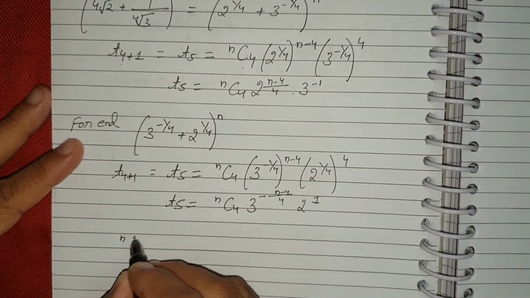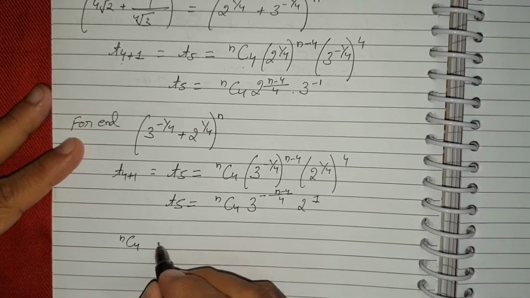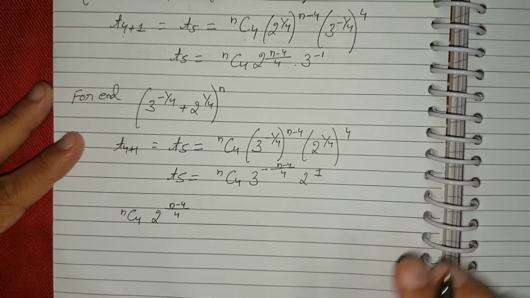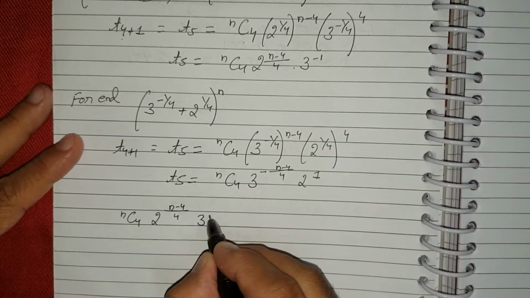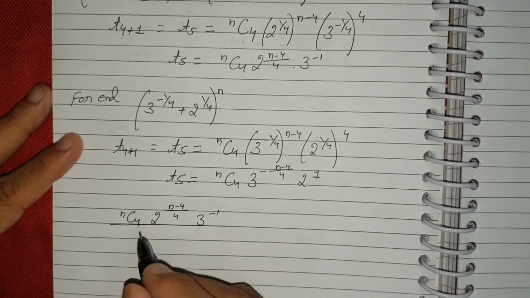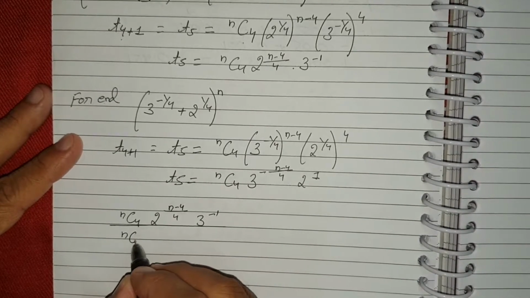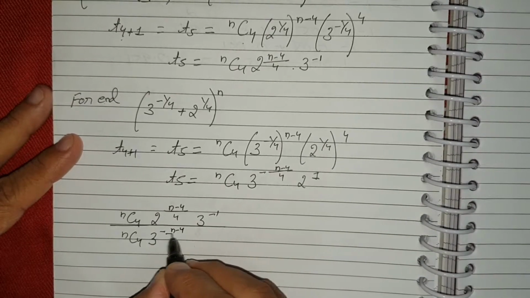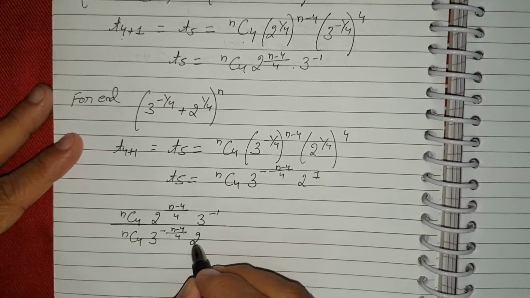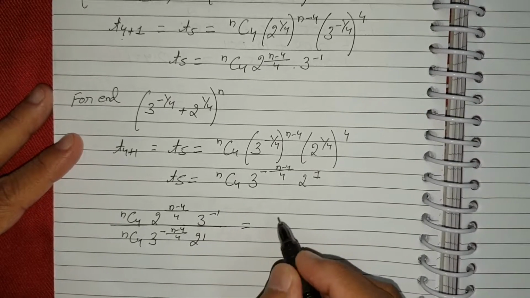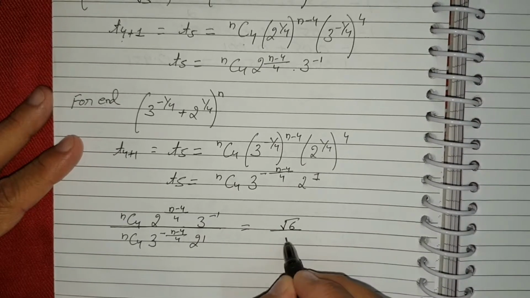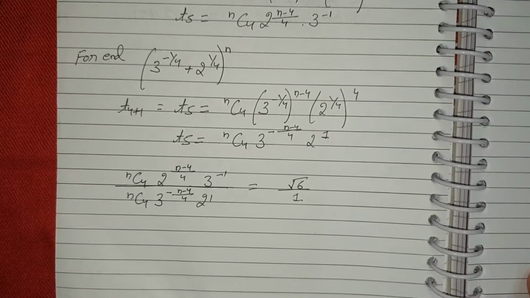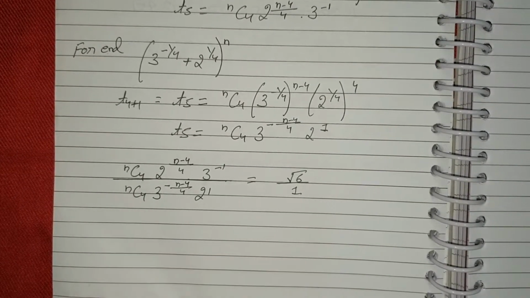So this is nC4, 2 to the power n minus 4 by 4, 3 to the power minus 1, upon nC4, 3 to the power minus n minus 4 by 4, 2 to the power 1. So this ratio is given as root 6 by 1. Okay. Now, we know that nC4 will cancel out.